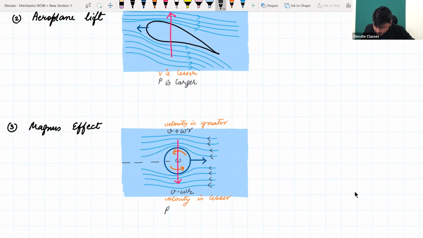So velocity is lesser, so pressure is higher. And pressure is lesser. Pressure lesser होगा तो effective trajectory इधर होगा. Okay.